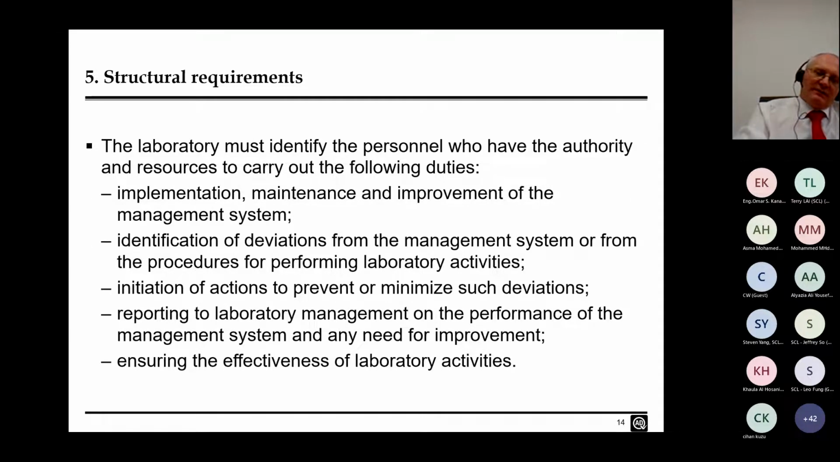One of the things that we used to have was a requirement for a quality manager. The new version of the standard no longer requires that you have somebody called or doing the quality manager job, but you have to identify the personnel who have the authority to carry out the following duties. And these are the things that a quality manager probably would have done. These can be distributed, they can be with other people now. This is the way the system has worked. Personally, I think you still need a quality manager, but that's just my opinion.